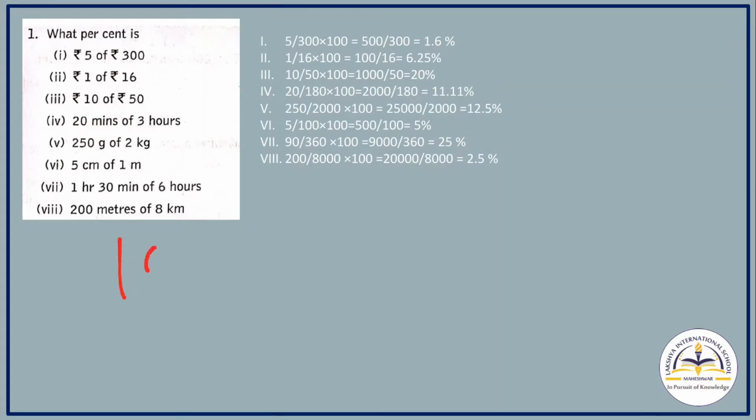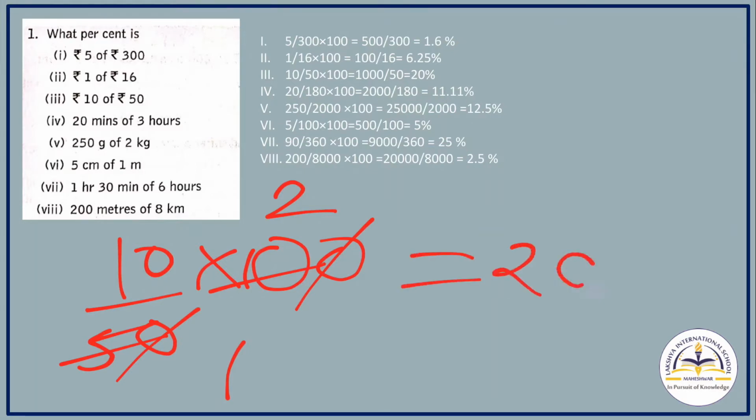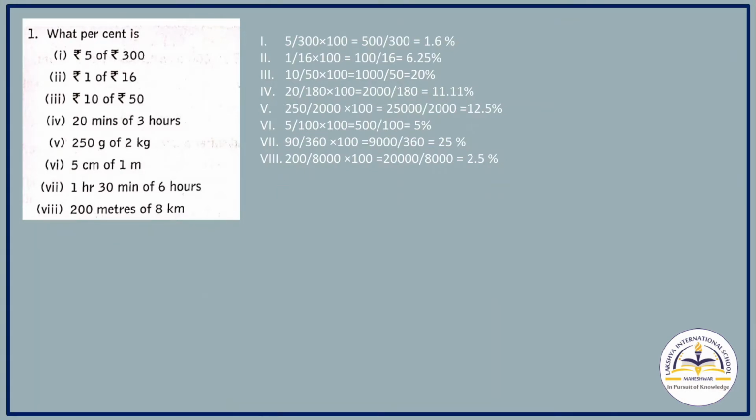Now for question number 3, rupees 10 of rupees 50. Now 10 by 50 into 100, 1 then 2 with a table of 5, 2 fives are 10, so 20% will be the answer. So like this you have to find out the answer for all the given questions.